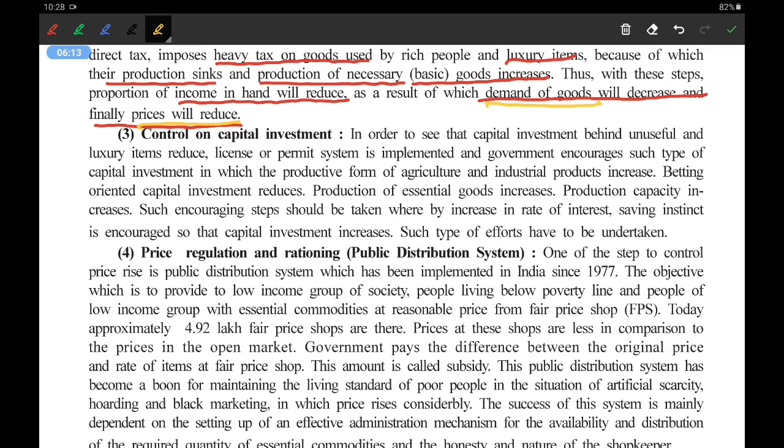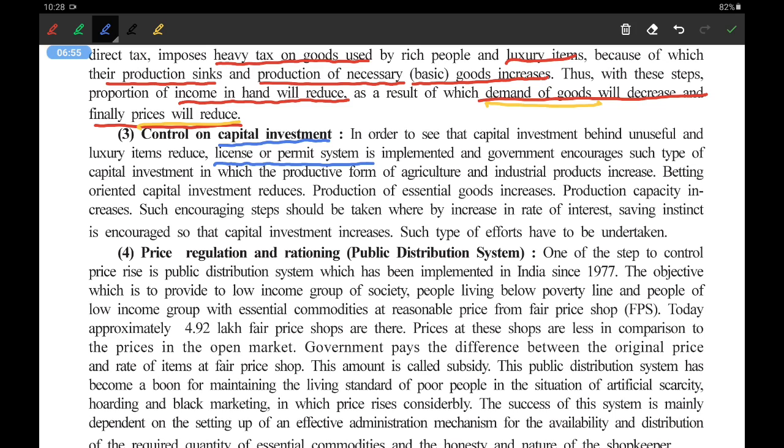The third topic with which the prices can be controlled is control of capital investment. Capital is money investment. In order to see that capital investment behind unnecessary or useless luxurious items reduces, a license or permit system is implemented. So what does government do? Government implements license or permit for certain kinds of investment, and due to this the investment in those things will be stopped or reduced.